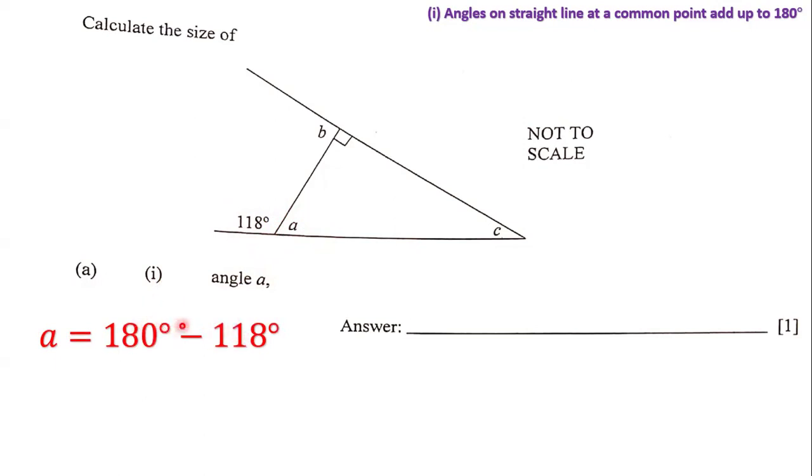What is 180 minus 118? Well, that is 62 degrees. And so that means that the size of angle A is 62 degrees. So angle A must be 62 degrees because when we add 62 degrees plus 118, we get 180 degrees.